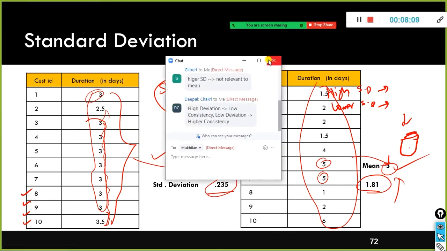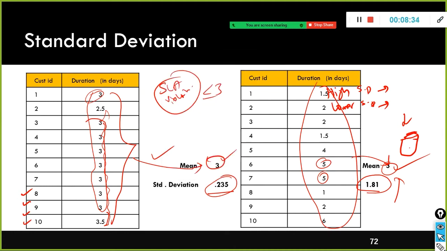Higher deviation, low consistency. The lower variation, higher consistency. No. What is Deepak? You are saying higher deviation, lower consistency. No, it is the opposite. Higher standard deviation means, correct, low consistency. Yeah. So low deviation means higher consistency. Very good. So we can say that way also.